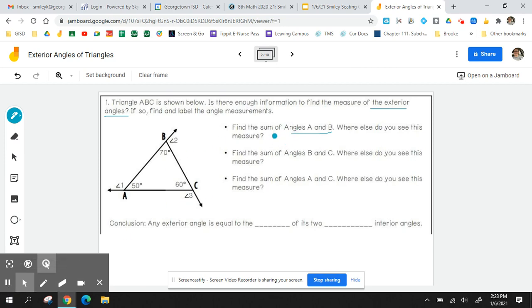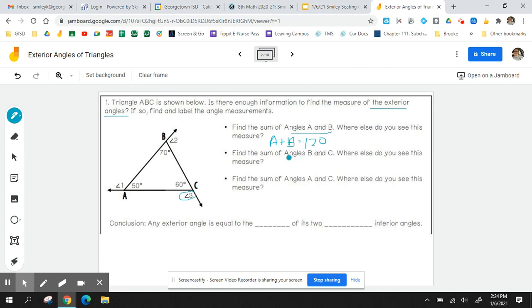All right, so we're going to have the sum of angles A and B, so A plus B. And what is it we're going to set it equal to? Angle A and B are going to add to be the same thing as angle 3. So what is 50 plus 70? And we get 120. Okay.